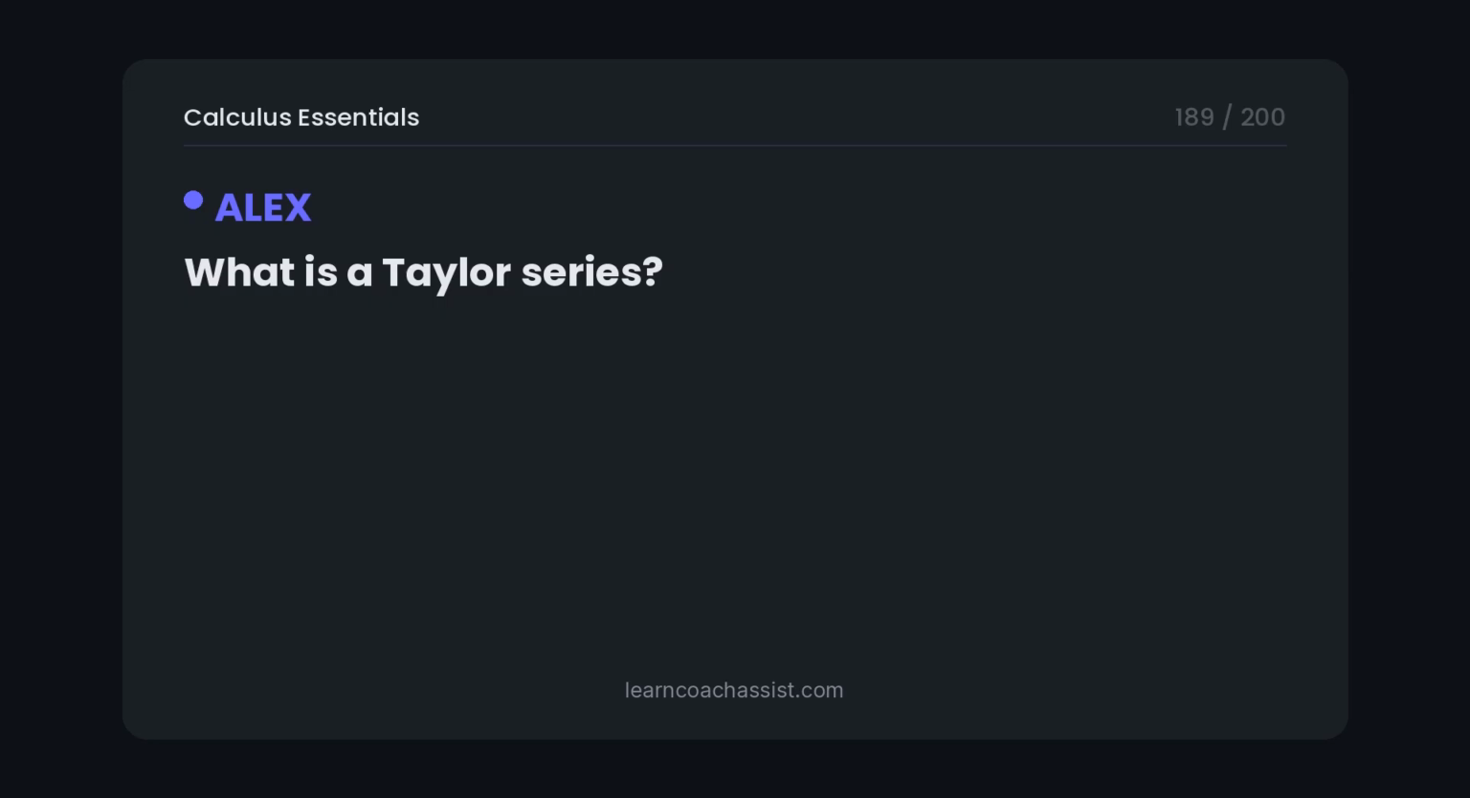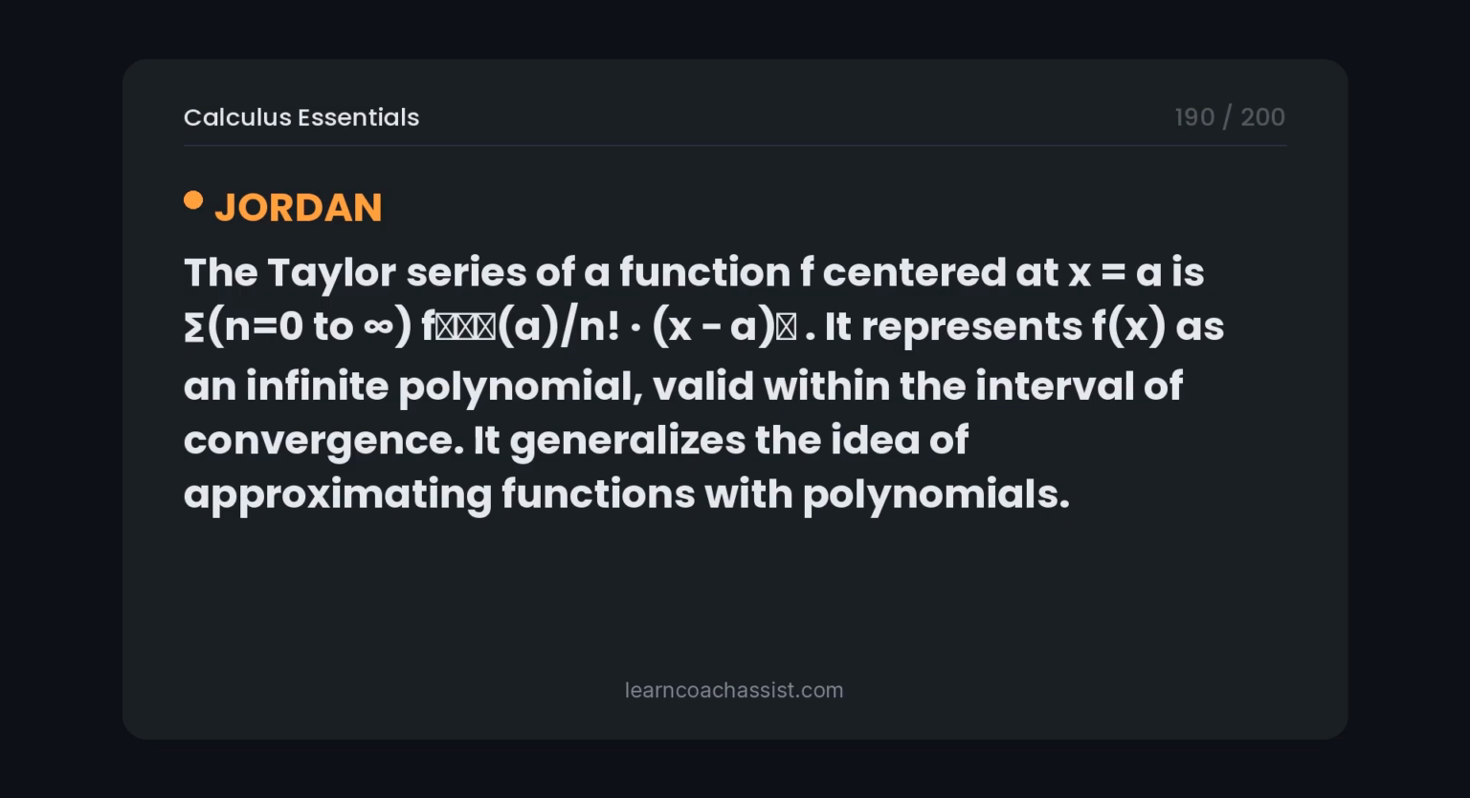What is a Taylor series? The Taylor series of a function f centered at x equals a is sigma n equals 0 to infinity of f^(n)(a) over n factorial times (x minus a) to the n. It represents f(x) as an infinite polynomial, valid within the interval of convergence. It generalizes the idea of approximating functions with polynomials.